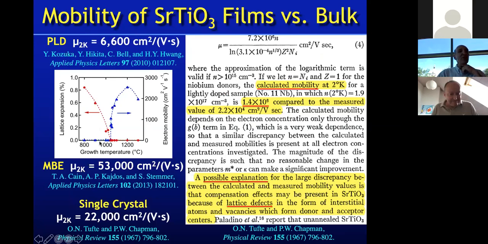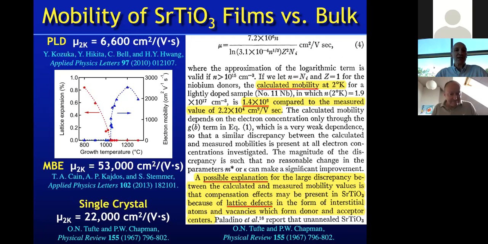So these are results from Harold Wong's group. Again, PLD, strontium titanate on top of strontium titanate. And this is the amount of lattice expansion, so how extended the strontium titanate film is compared to the underlying substrate. It should not be extended. It should be at zero. And what Harold Wong's group sees is that as they increase the substrate temperature, that extension comes down to zero. And at the same time, the electron mobility that they see in the film starts to go up. So all of these things point to the fact that there can be defects in films, and a way of counteracting those defects is to use thermodynamics to crank up the temperature and let the energetics of the lower energy state dominate.